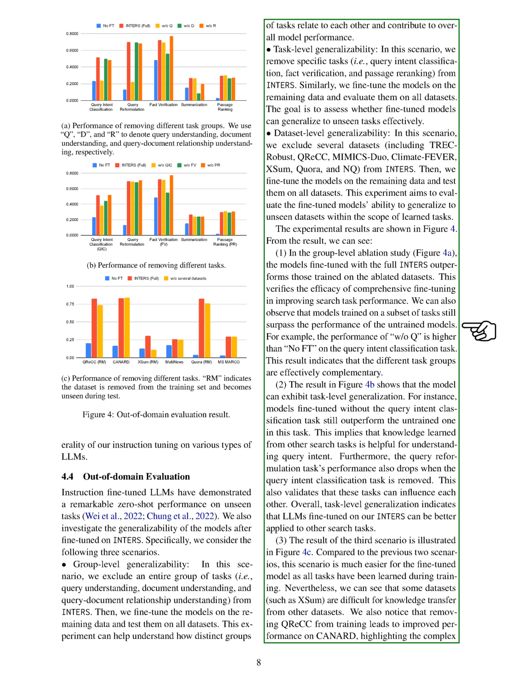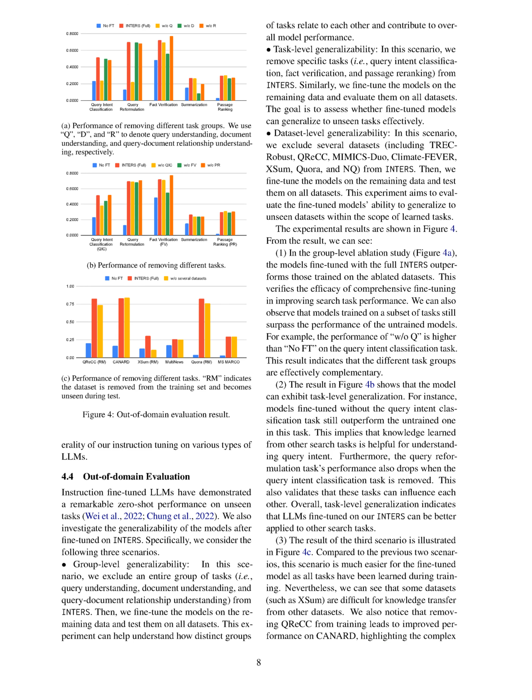We also found that the model can exhibit task-level generalization. For instance, models fine-tuned without the query intent classification task still outperformed the untrained one in this task. This implies that knowledge learned from other search tasks is helpful for understanding query intent. Finally, we found that some datasets are difficult for knowledge transfer from other datasets. We also noticed that removing certain datasets from training leads to improved performance on other datasets, highlighting the complex relationship between different datasets. This suggests a need for further exploration into the optimal combination of datasets for instruction tuning.